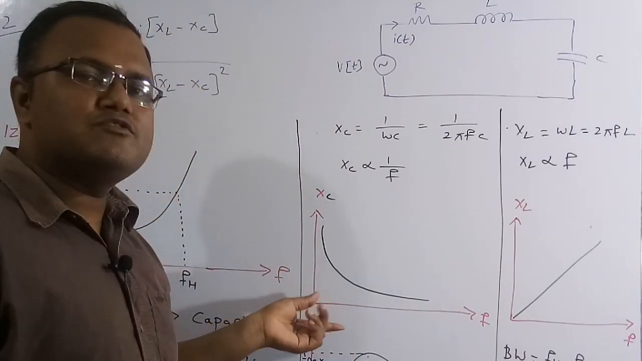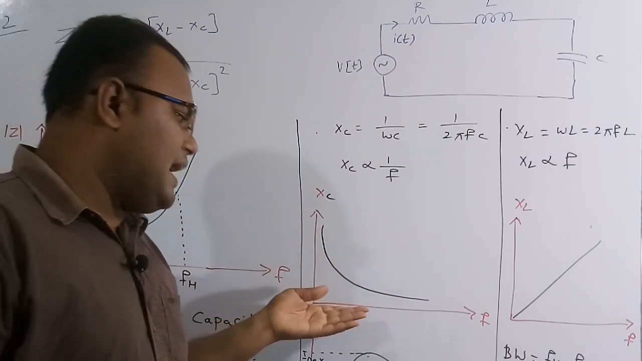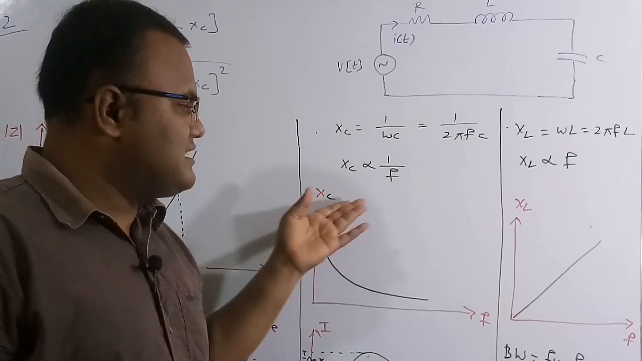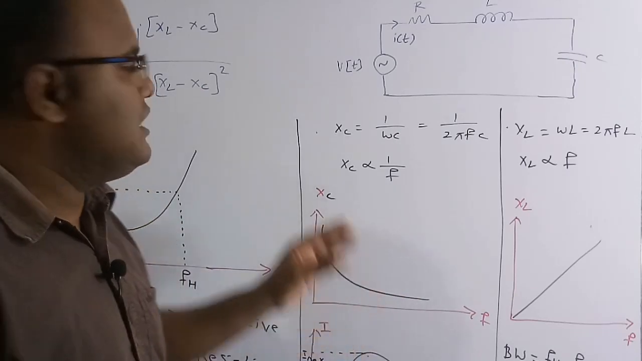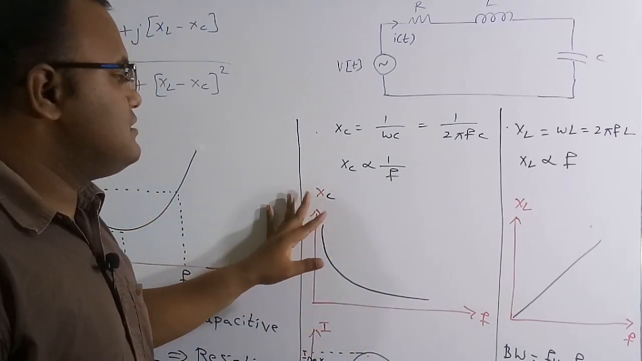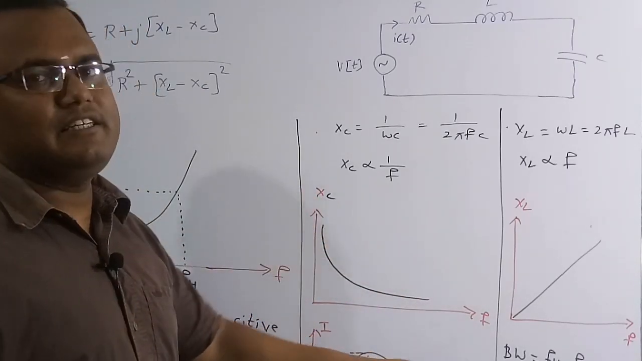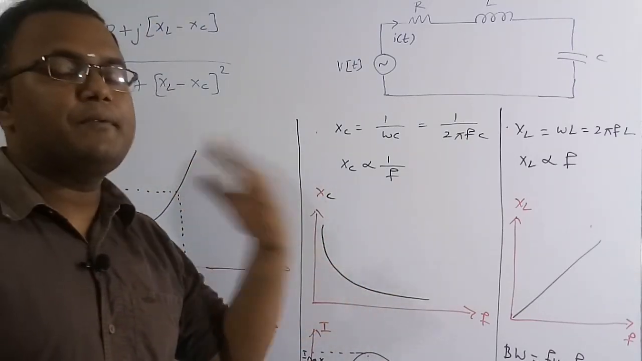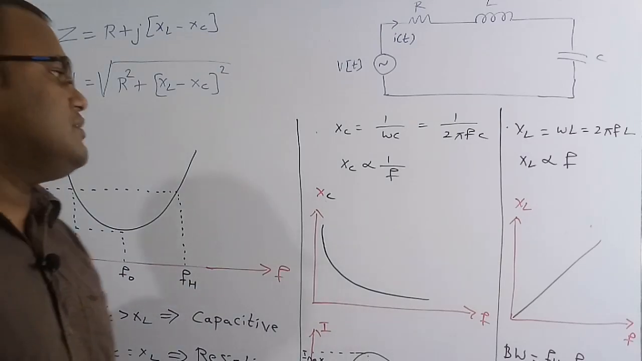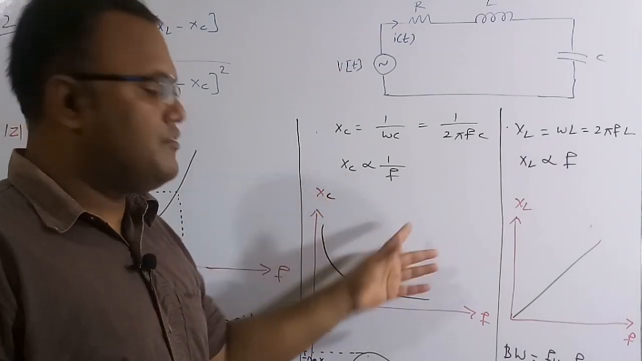At lower frequencies we get a high value of the reactance. As the frequency goes on increasing, the reactance goes on decreasing, so we get a hyperbola shape. This is the diagram between the capacitor reactance and the frequency. In the question they give this diagram and ask which parameters it represents. Therefore it is a diagram between XC and the frequency.